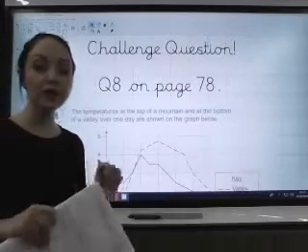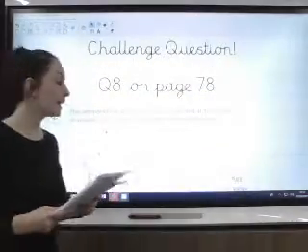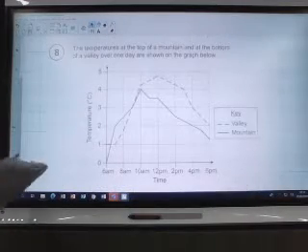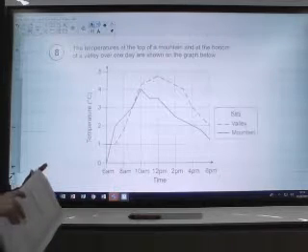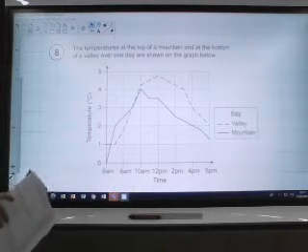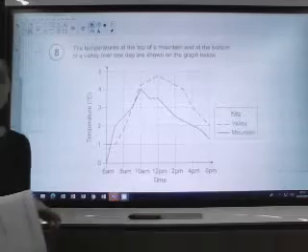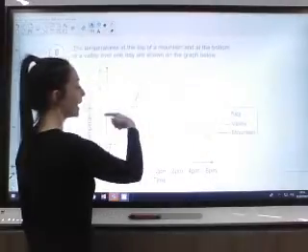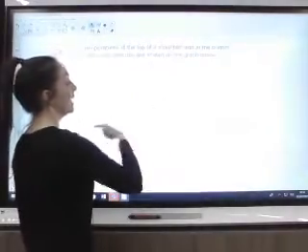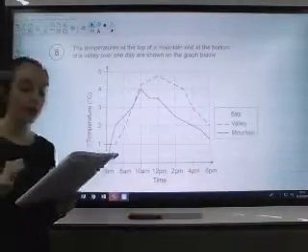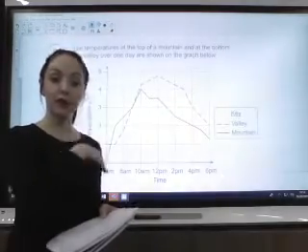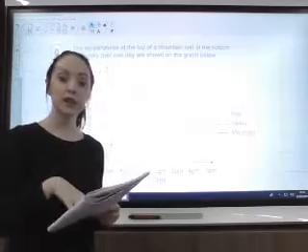Okay, so when you turn to page 78, you'll notice that question 8 is a line graph question, and it looks like this one. Okay, so it says the temperatures at the top of a mountain and at the bottom of a valley over one day are shown on the graph below. So very similar to the graph we've just looked at. You've got a dotted line and a solid line. So the dotted line is the valley, and the solid line is the mountain. Okay, you've got 2 questions to answer, so you should be able to apply what we've just learnt in the lesson before to this question.